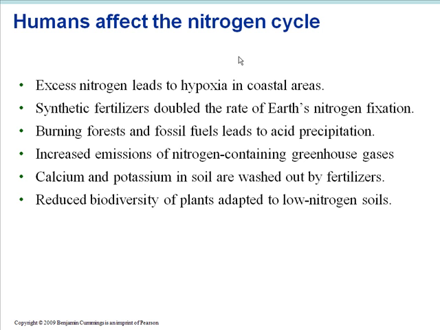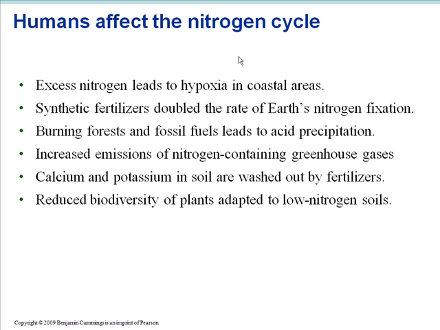Other nutrients like calcium and potassium in the soil can be washed out by nitrogen fertilizers, okay, so that they're not available, and the soils can have a dramatic decrease in those minerals.